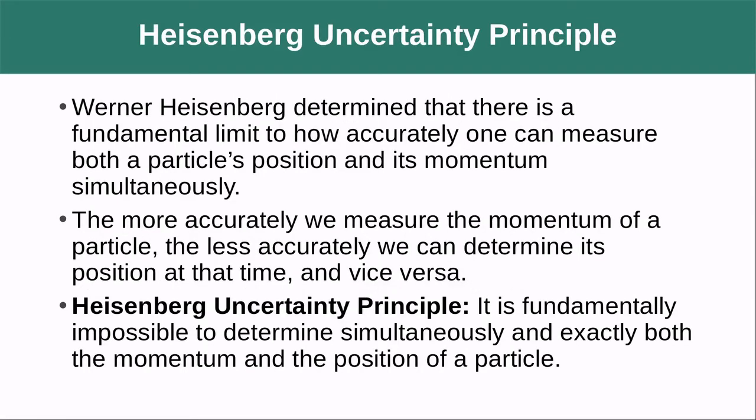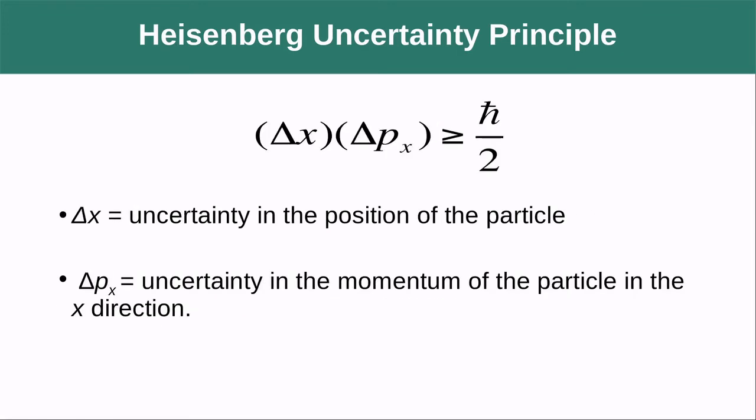The next bit of information came from Werner Heisenberg. He determined that there is a fundamental limit to how accurately one can measure both a particle's position and its momentum simultaneously. Basically, he said that the more accurately we measure the momentum of a particle, the less accurately we can determine its position at that time, or vice versa. And this becomes known as Heisenberg's uncertainty principle. We can see that written out mathematically here.